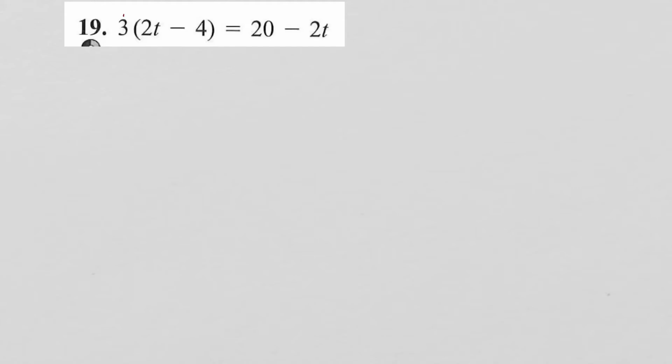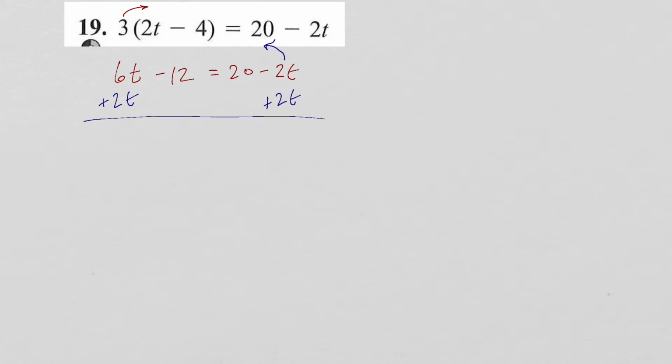Okay, here I'm going to get rid of this 3 by distributing it through, and I'll get 16 minus 12. Now I'm going to move this negative 2 over to the left by adding it to each side. And that's going to give us 8t on the left. I'm going to move this 12 to the right by adding it to each side. And I'll get 20 plus 12 is 32. Finally, I'll get rid of that 8 by dividing each side by 8. And I'm going to get t is equal to 32 divided by 8 is 4.